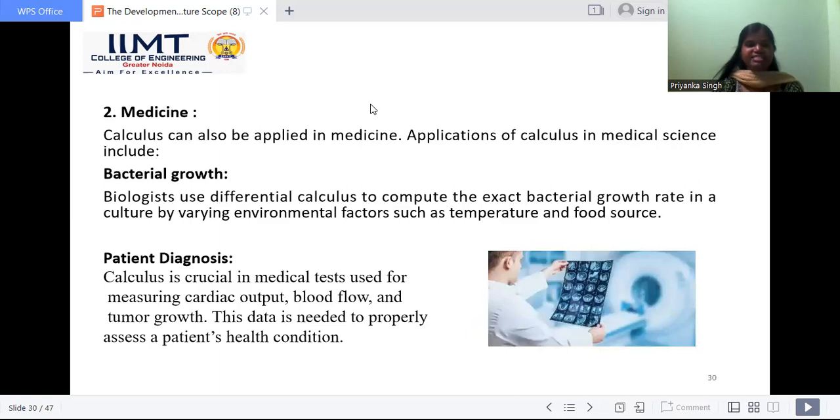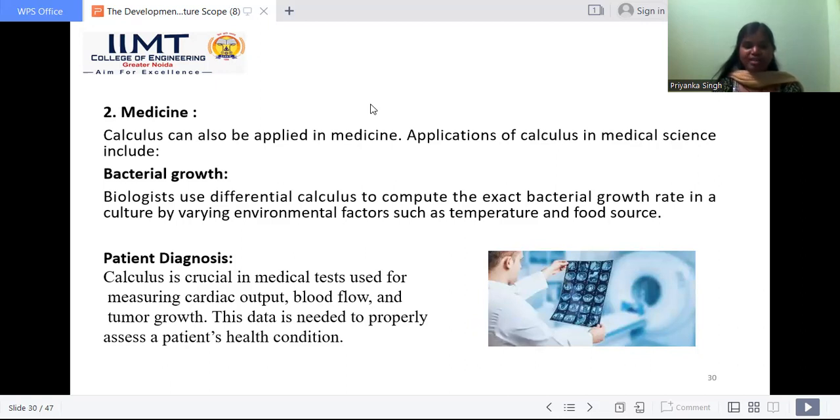Medicine. Calculus can also be applied in medicine. Applications of calculus in medical science include bacterial growth. Biologists use differential calculus to compute the exact bacterial growth rate in a culture by varying environmental factors such as temperature and food source. Patient diagnosis.